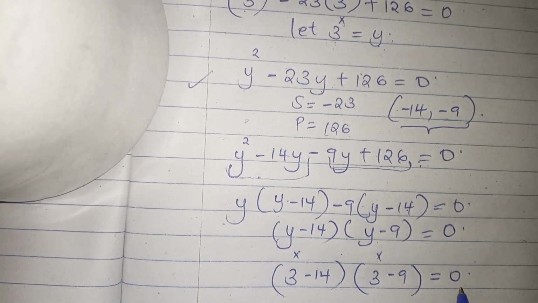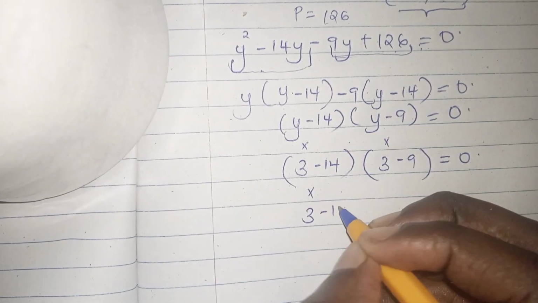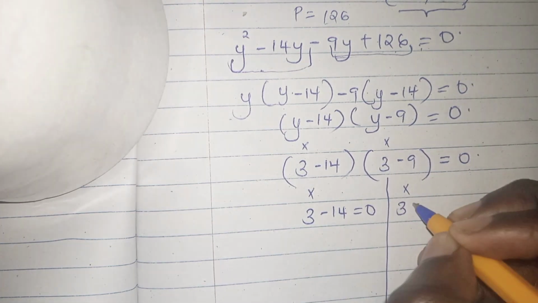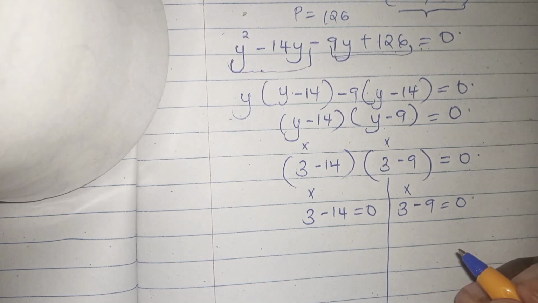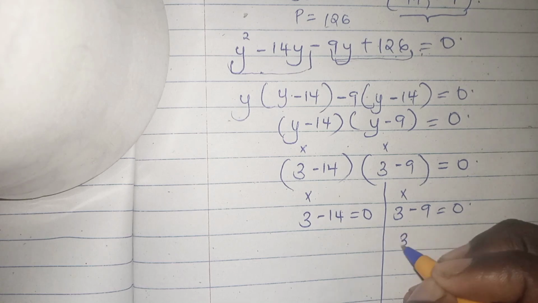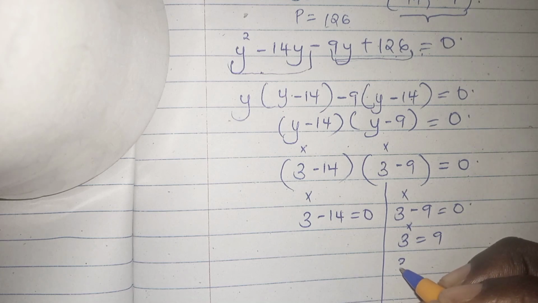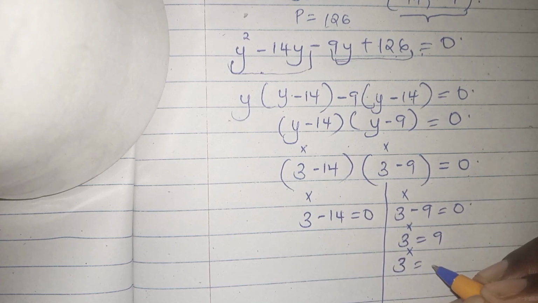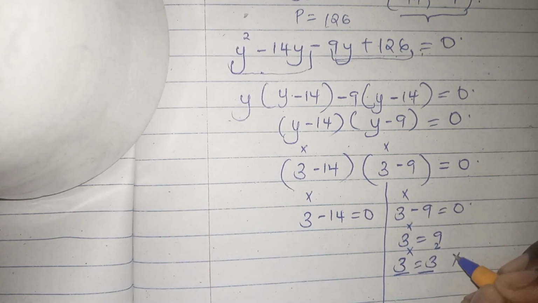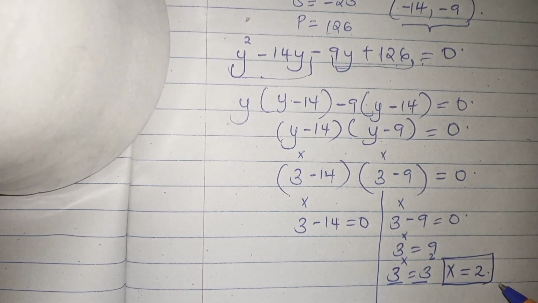So their product is equal to 0. So this implies that 3^x - 14 = 0, and on the other side, 3^x - 9 = 0. So we are solving for x. We are looking for x. This becomes 3^x = 9. We can make our bases the same, so this is 3^x = 3^2. Our bases are the same, equate our exponent. x = 2, and this is our first value of x. x = 2.